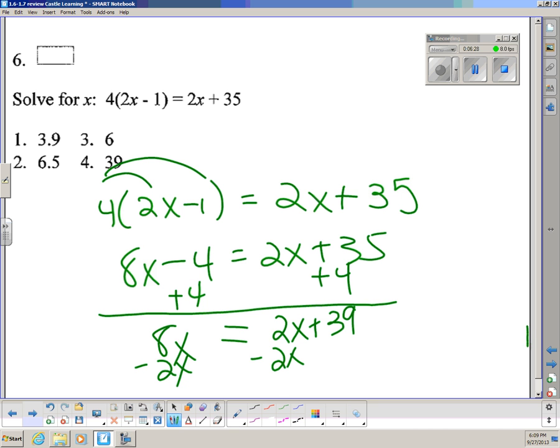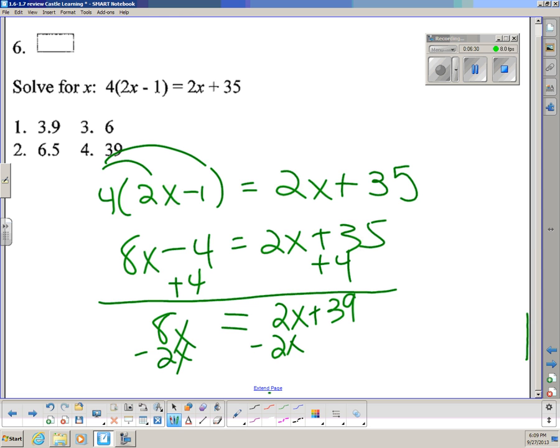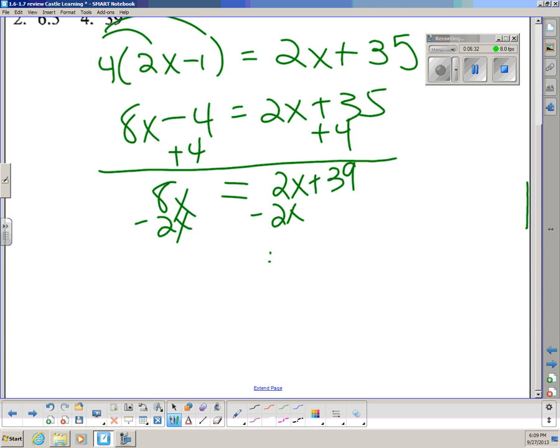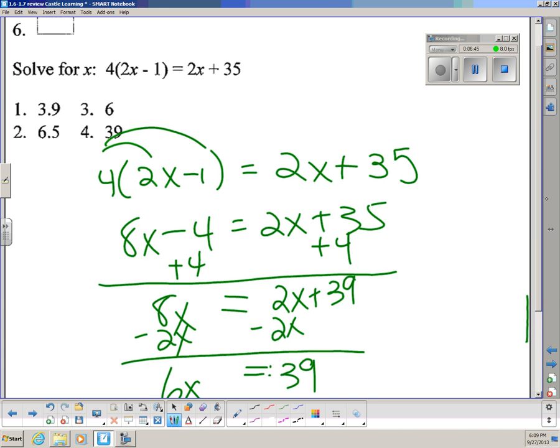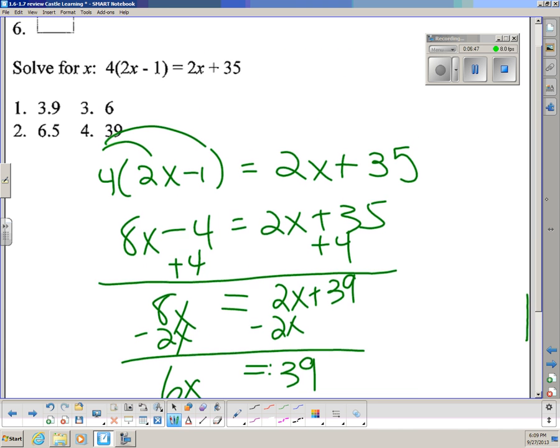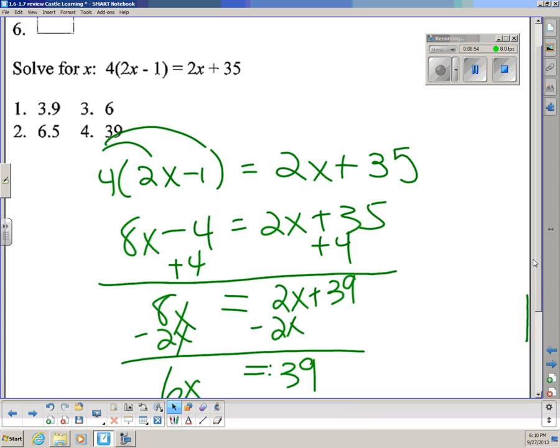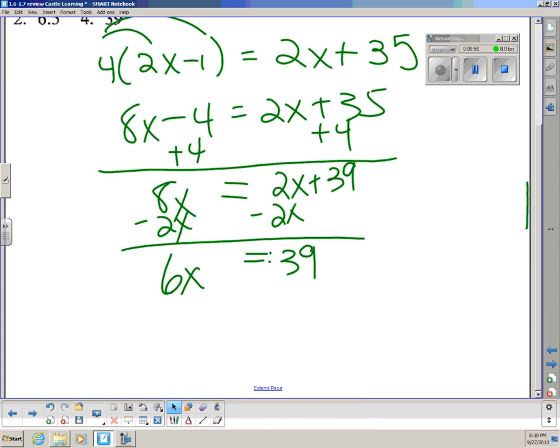And so we get 6x equals 39, which is kind of ugly. I'm wondering if I wrote something down wrong. Let's take a look. All right, it looks good so far. So it's just a matter of getting some decimals here.